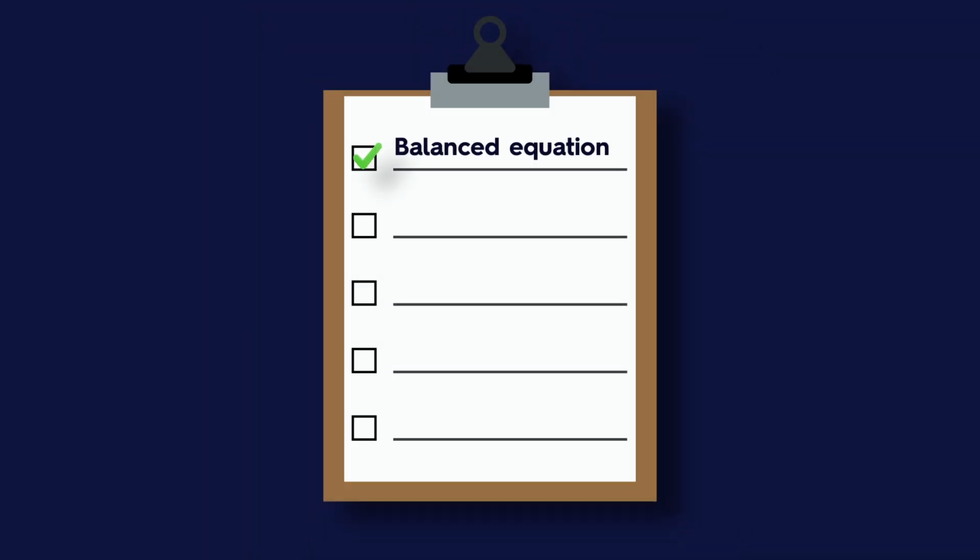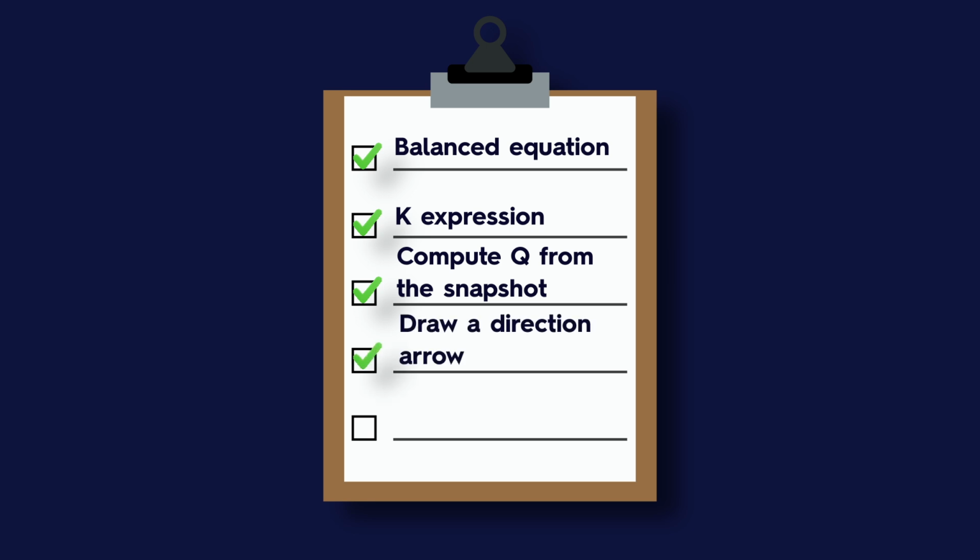Try this recipe on any problem. 1. Write the balanced equation. 2. Write the K expression. 3. Plug in the current concentrations or partial pressures to get Q. 4. Compare Q and K and draw the direction arrow. That arrow tells you which reaction is favored until equilibrium is reached.